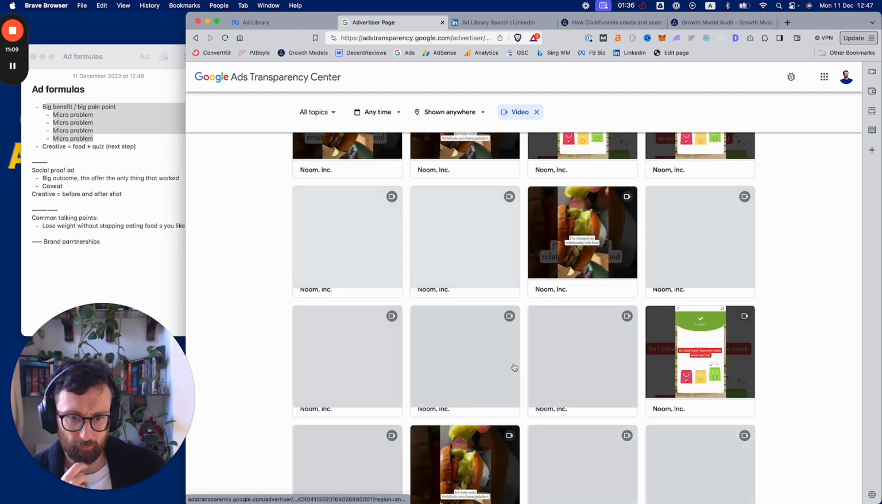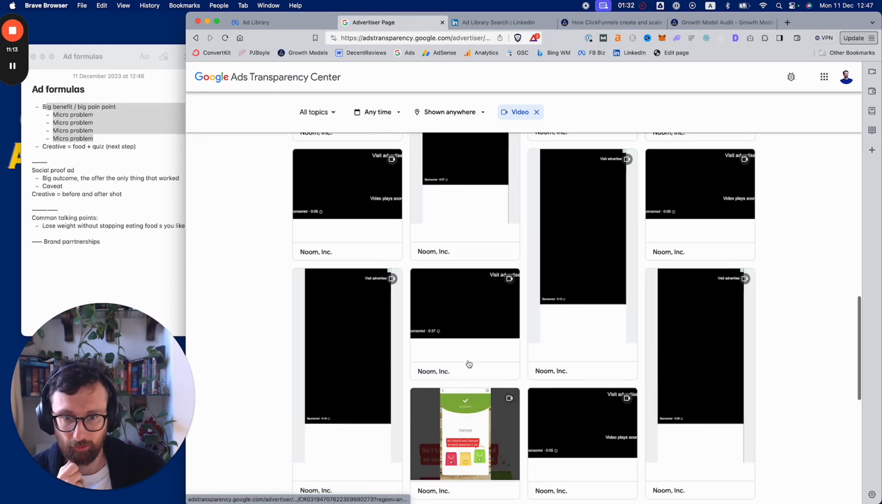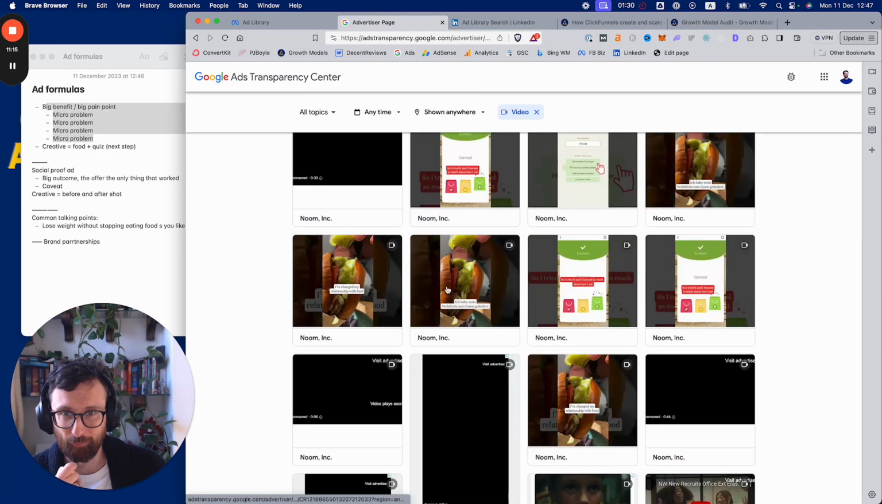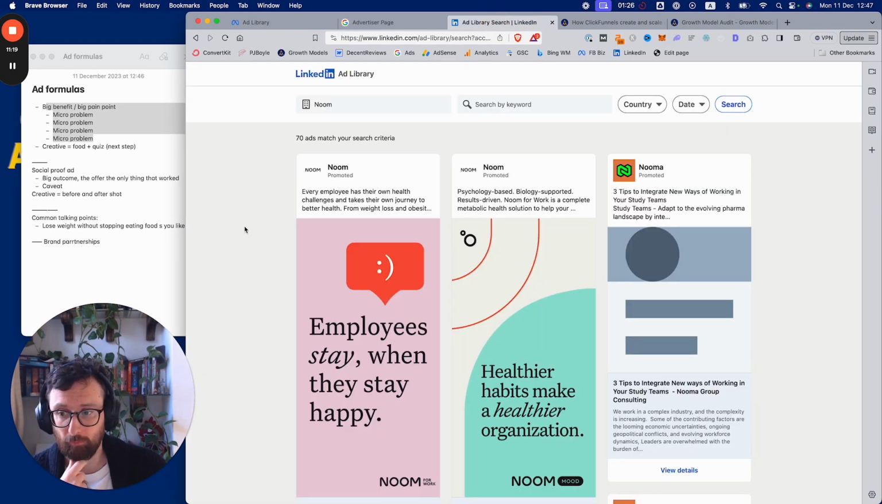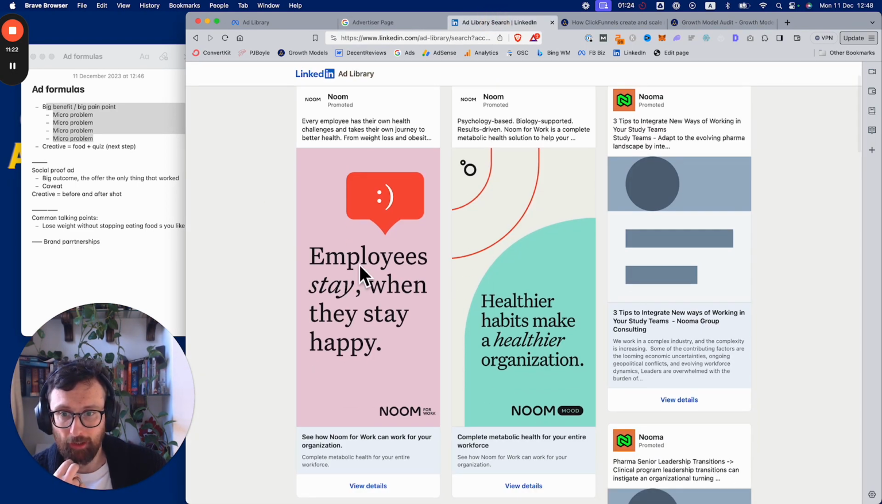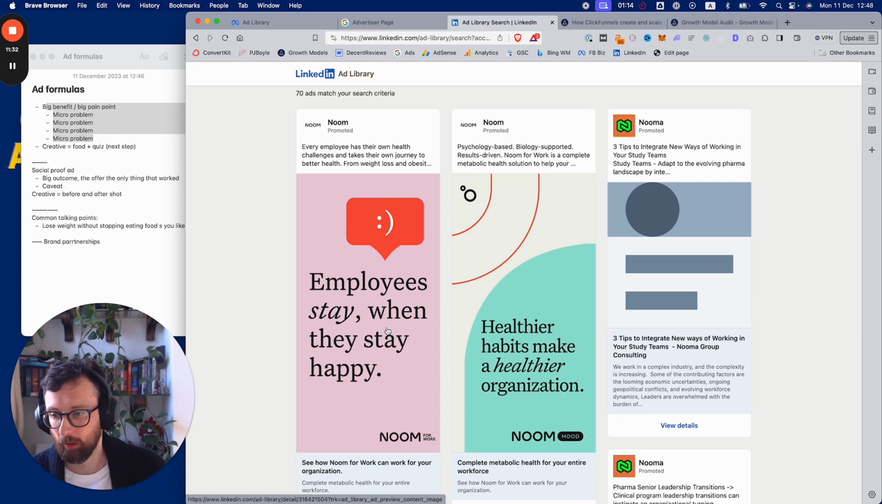You can find YouTube ads in here because obviously they go through Google's platform. If you're going for a B2B audience, you might want to look at the LinkedIn Ad Library. As you can see, the new messaging here is different because this is for the corporate plan, looking at HR people who are getting benefit plans for their employees, for the business, to keep them happier and staying for longer.